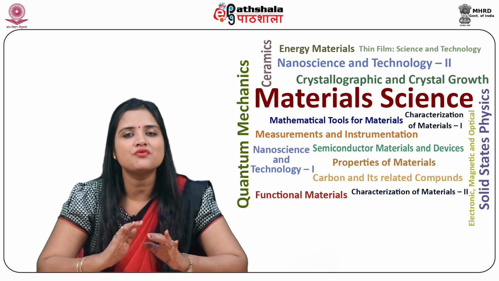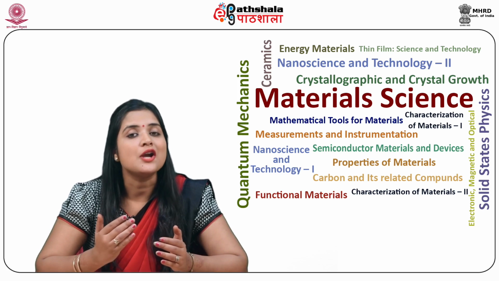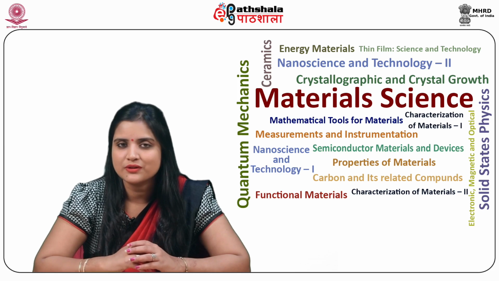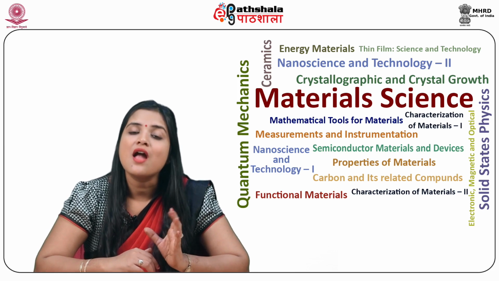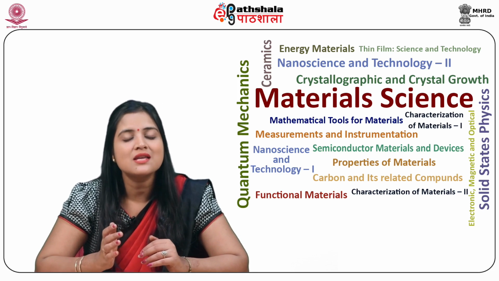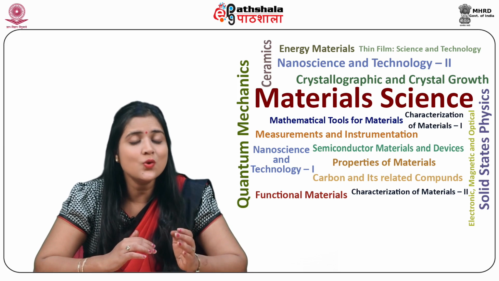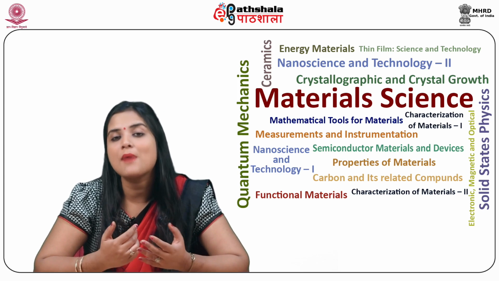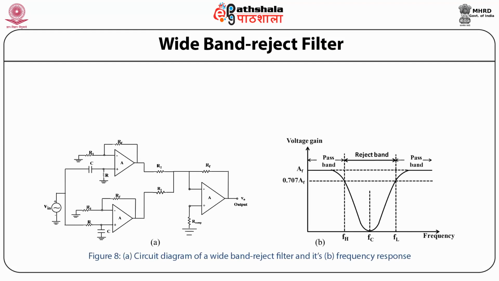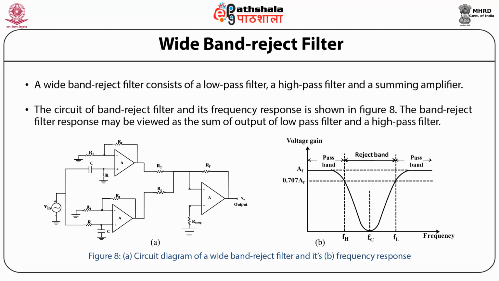So R1 is equal to Q divided by AF into omega naught C. This equals Q divided by 2 pi Fc AF C. R2 is equal to Q divided by 2 pi Fc into (2Q square minus AF). R3 equals 2Q divided by omega naught C, which equals Q divided by pi Fc into C. The gain at Fc, which is AF, is equal to R3 divided by 2 times R1.